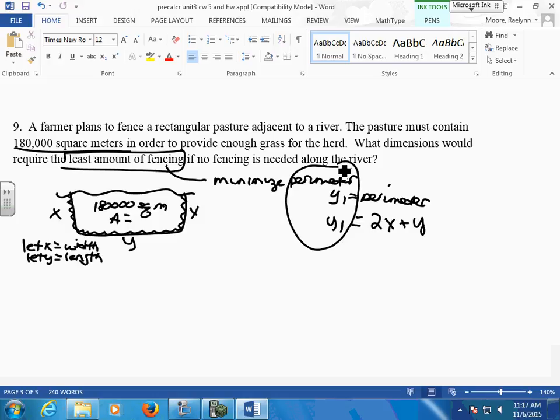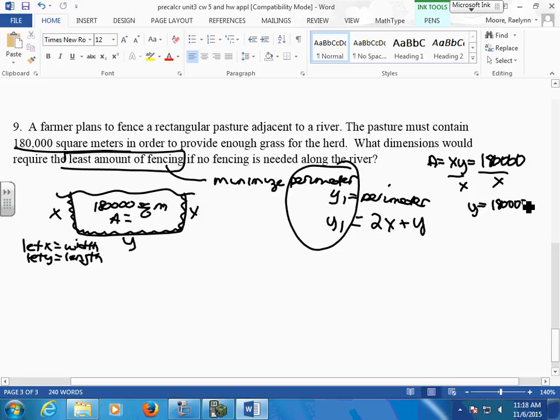So I go look at the only other piece of information, and they told me that my area was equal to 180,000 square feet. So I have to solve for y in terms of x. So I divide both sides by x.